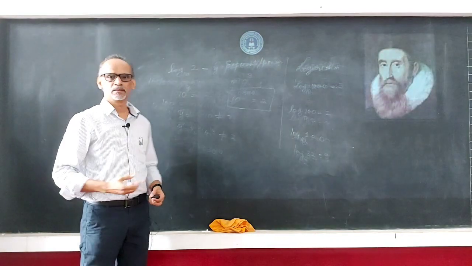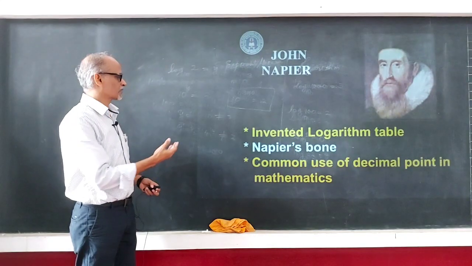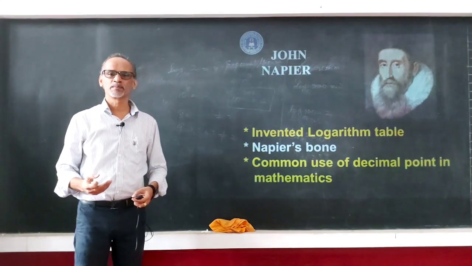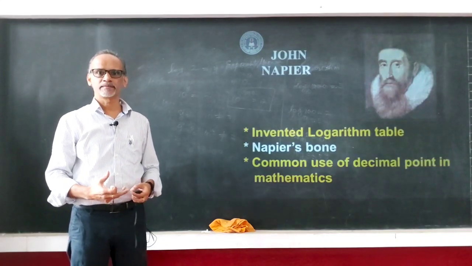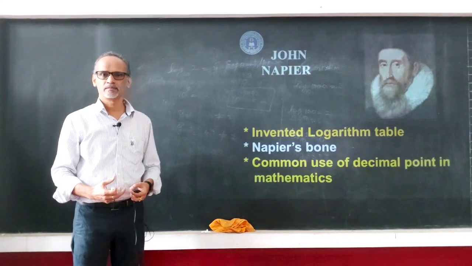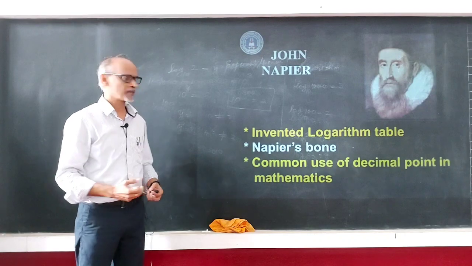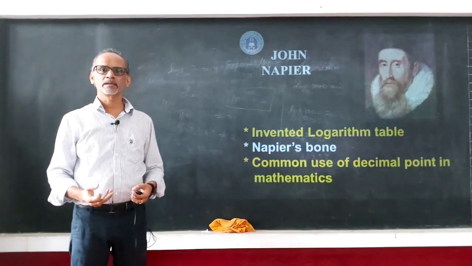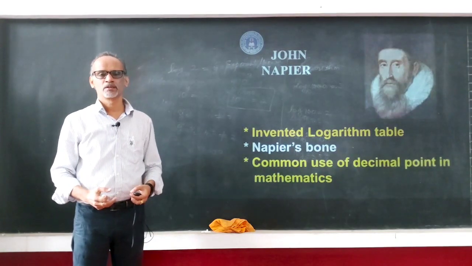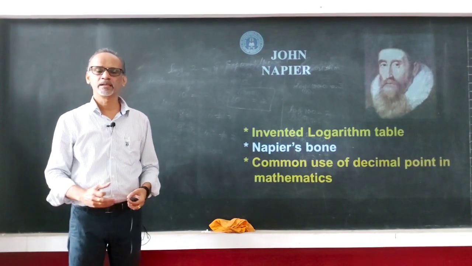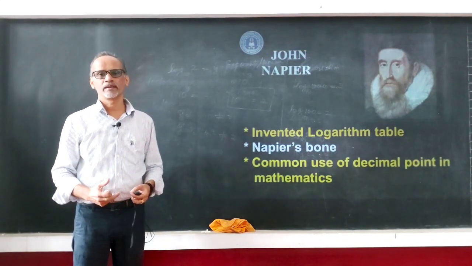Now, this particular table was invented by John Napier, and he even invented Napier's bones. It's a kind of manual calculator. The kind of calculator which we have now is electronic, we call it a digital calculator, but it's a manual calculator which he invented, and he is even given credit for using the decimal point in mathematics. So John Napier invented this entire table, which we are using even today to find the log of any number.